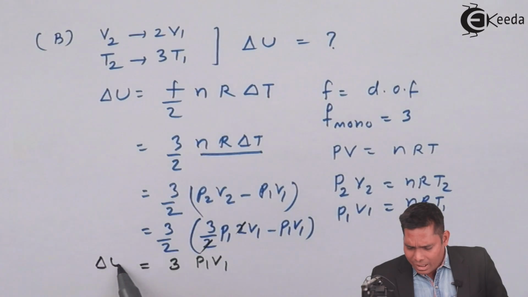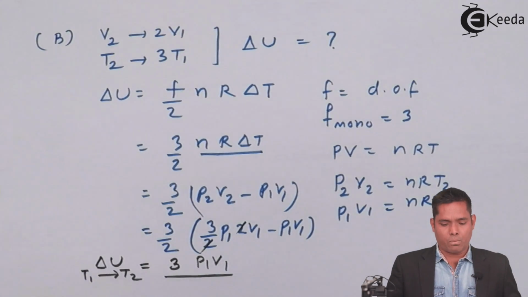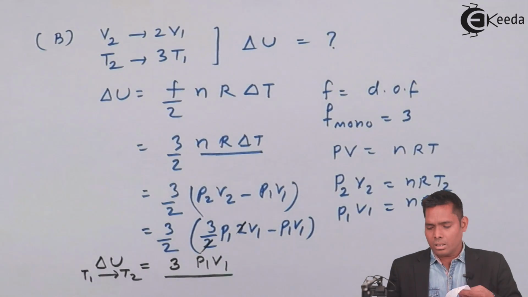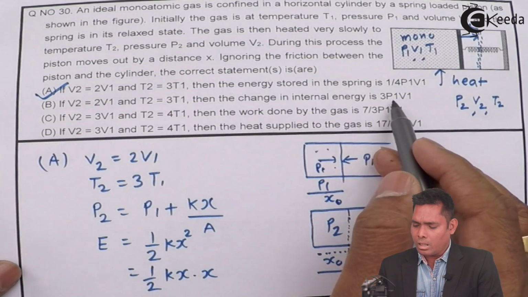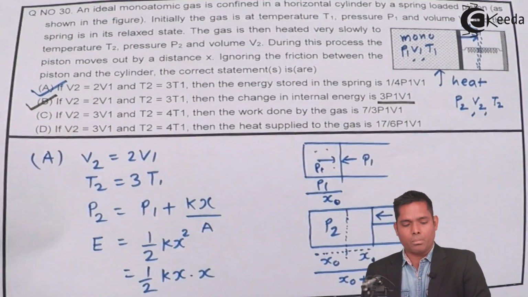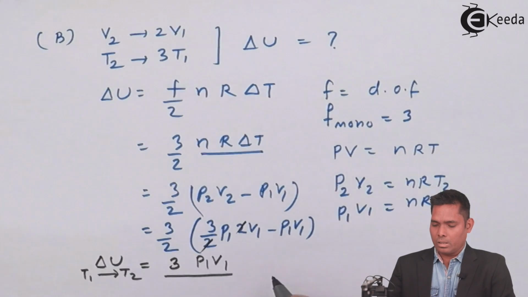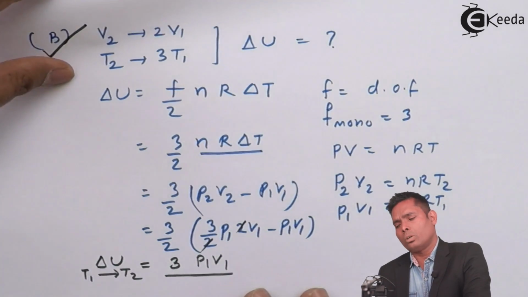So the change in internal energy when the temperature changes from T1 to T2 is this, 3 times P1 V1. And in the option, this is given as 3 P1 V1, so this option is also correct. So option number B is also correct. Next we'll move to option number C and check whether that is correct or not.